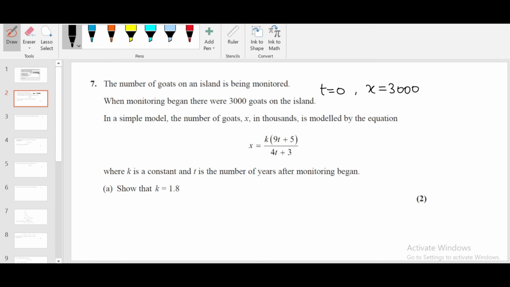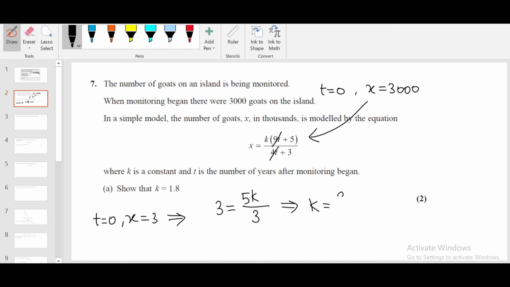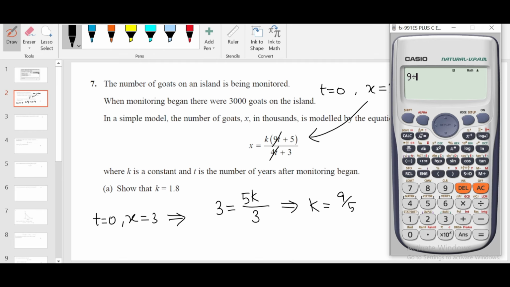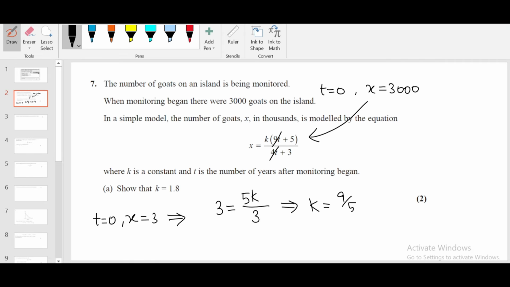Show that K is 1.8. Just sub in here, but you need to sub in X as 3, not 3000. So you will get 3 is equal to K times, replace t by 0. You can just write t is equal to 0, X is equal to 3, which implies 5K over 3 is equal to 3, so K is 9 over 5. K is equal to 1.8. It's a 2-mark question. Let's move on to part B.